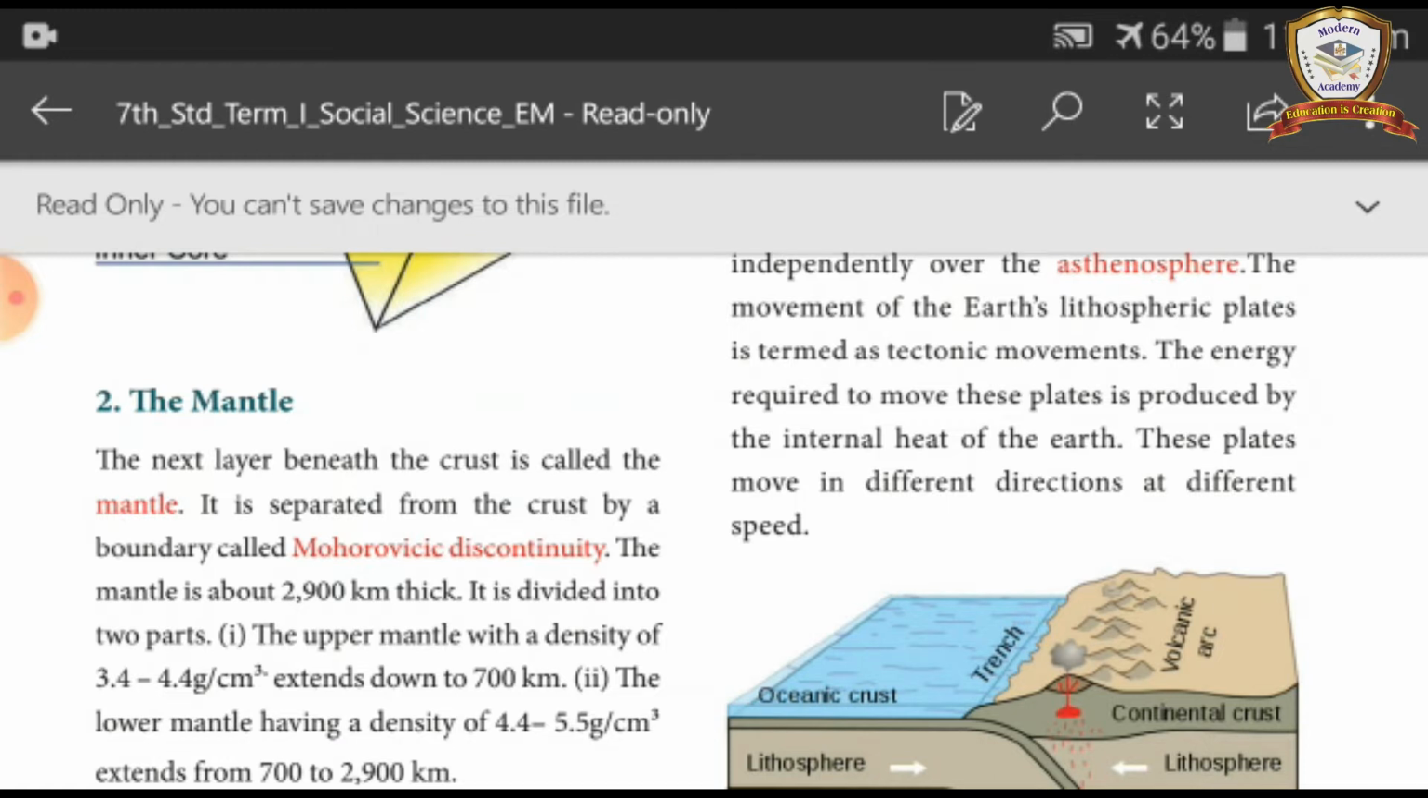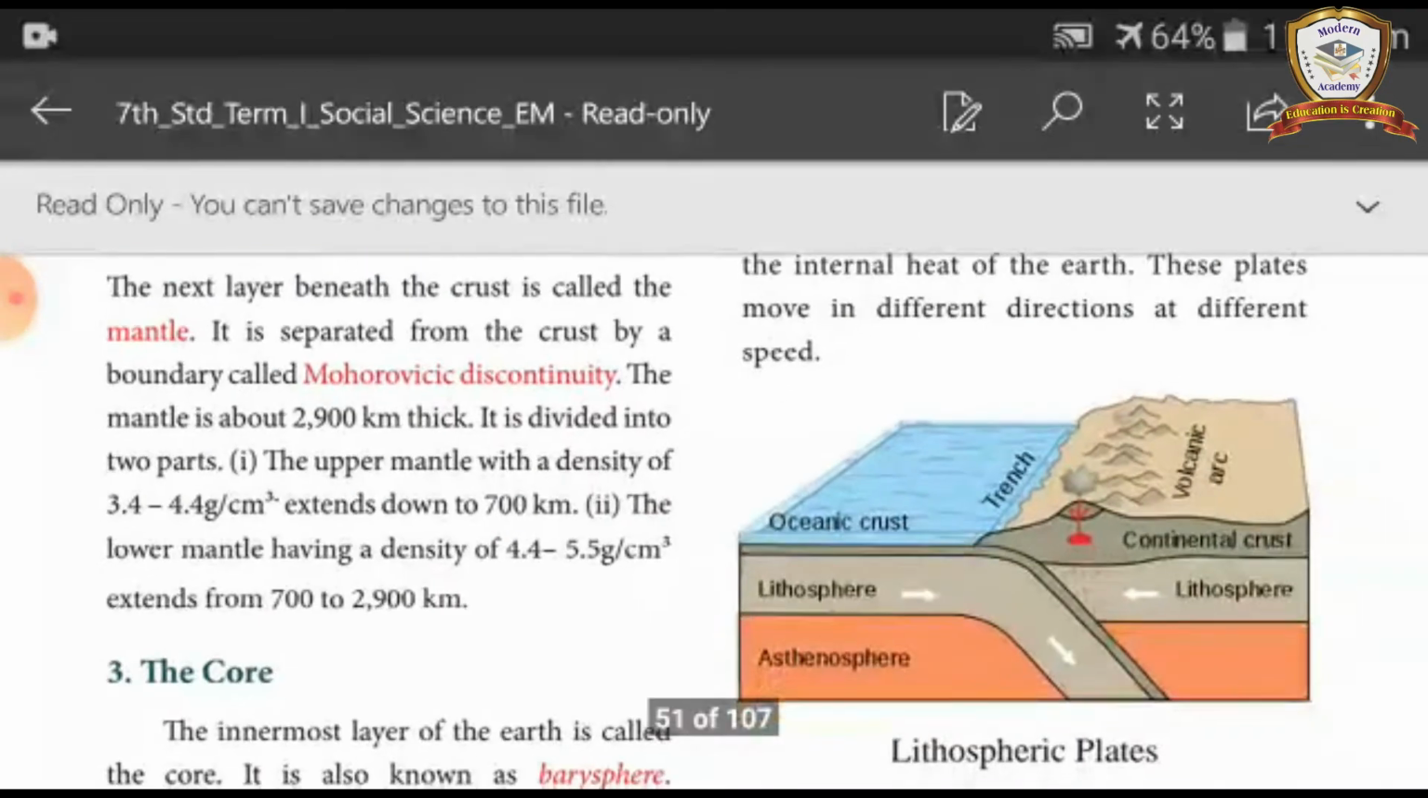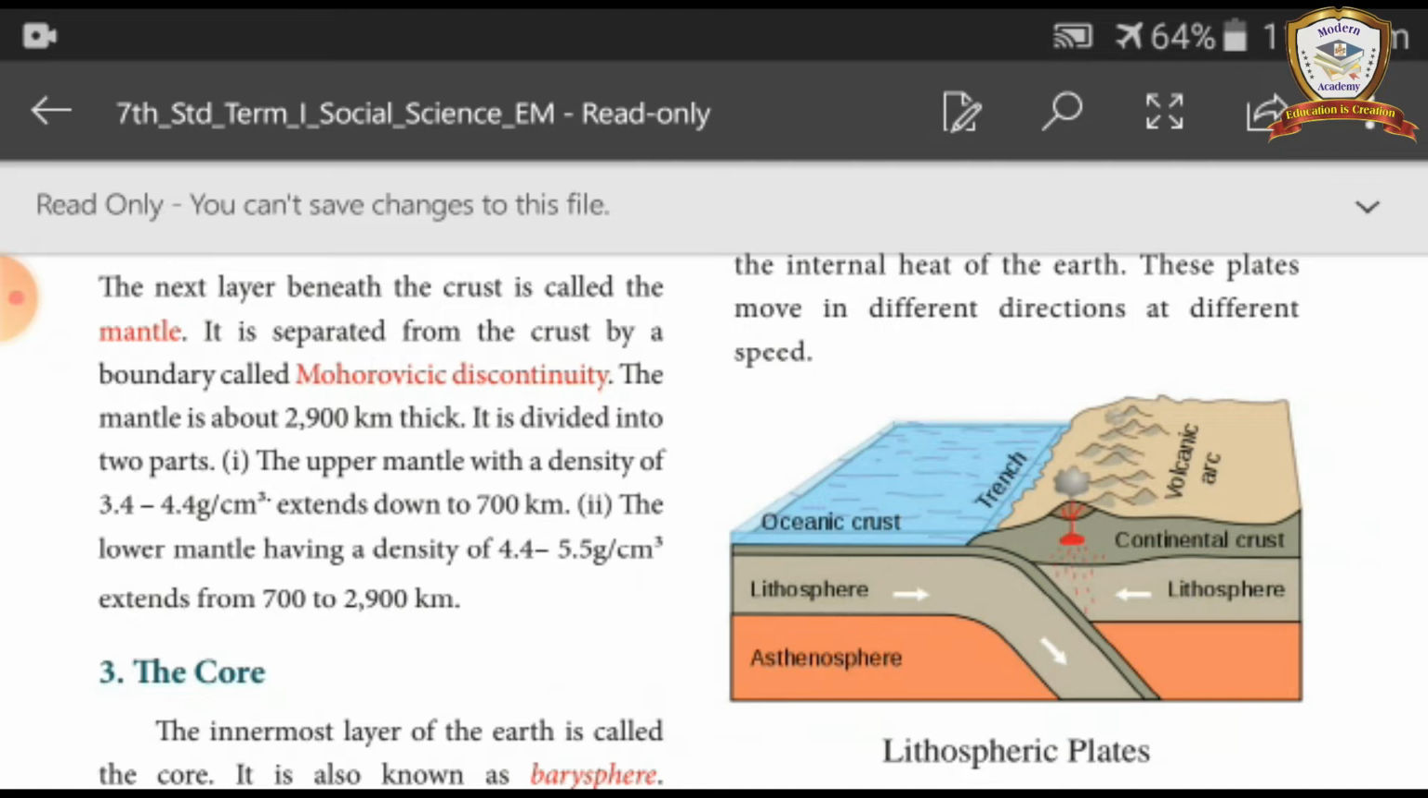The mantle. The next layer beneath the crust is called the mantle. It is separated from the crust by a boundary called the Mohorovičić discontinuity. The mantle is about 2900 km thick. It is divided into two parts. The upper mantle, with a density of 3.4 to 4.4 gram per centimeter cube, extends down to 700 km. The lower mantle, having a density of 4.4 to 5.5 gram per centimeter cube, extends from 700 to 2900 km.